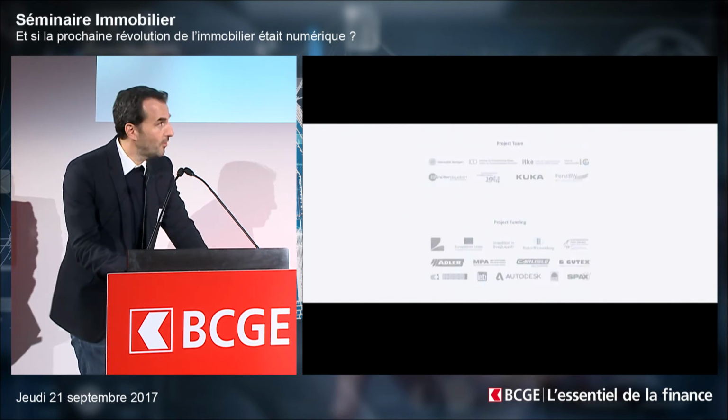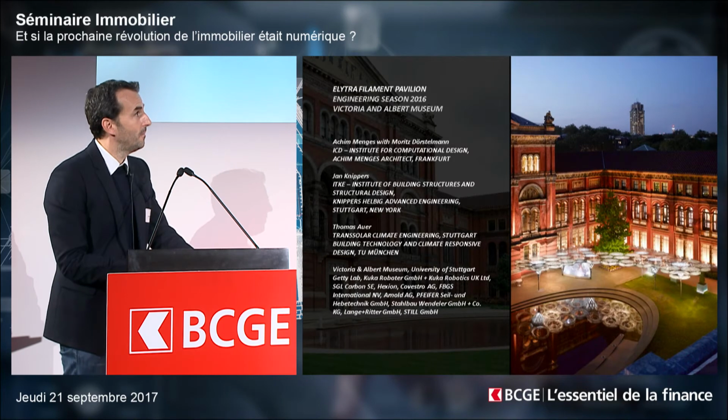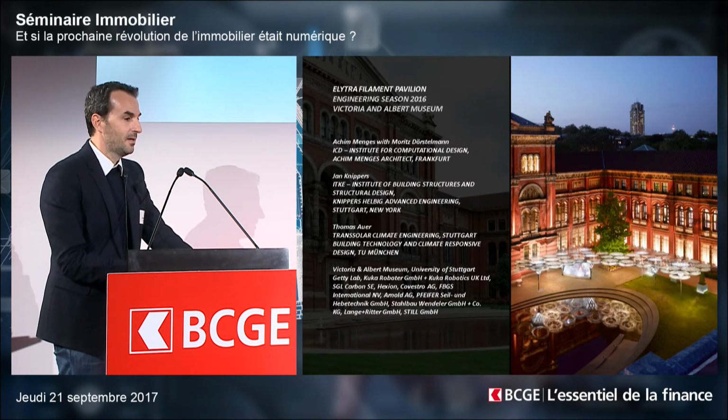The second example I wanted to show you looks at sort of the opposite side of the spectrum if you think about materials. Wood, as I said, is arguably one of the oldest. So what happens if you really tap into the reservoir of advanced high-tech materials that are available in other industries? This is something that we investigated with this structure that we completed last year for the Victoria and Albert Museum in London, which is entirely made from carbon fiber.